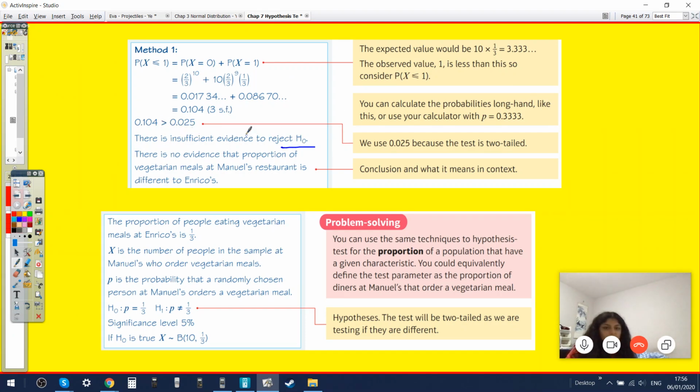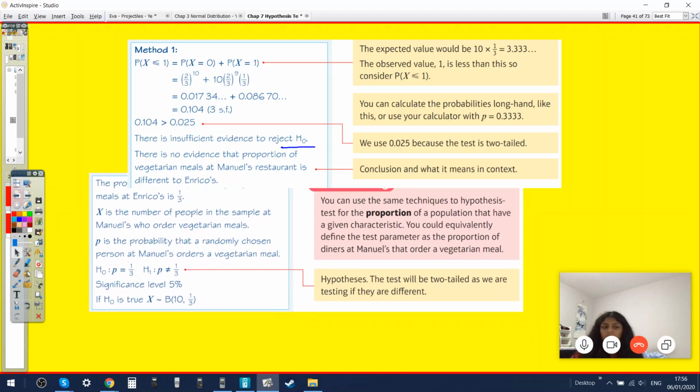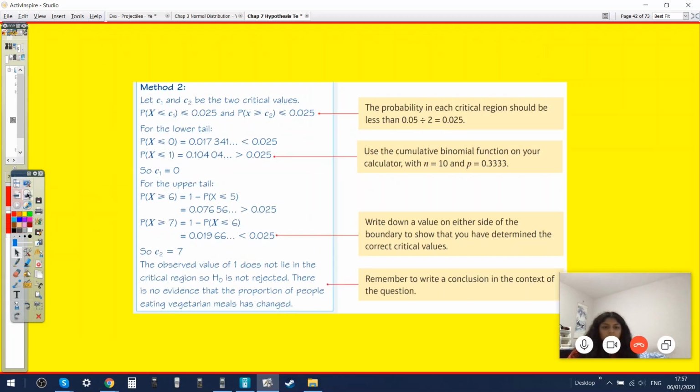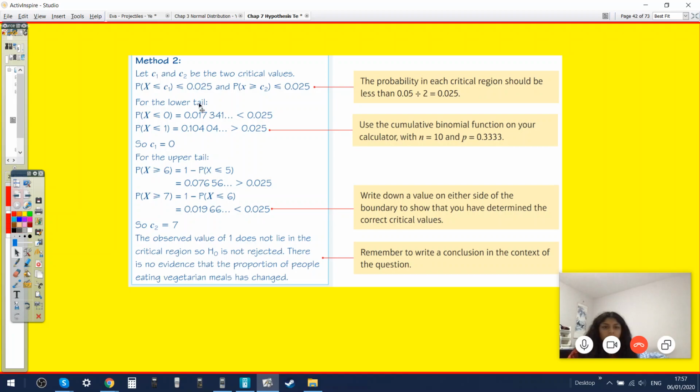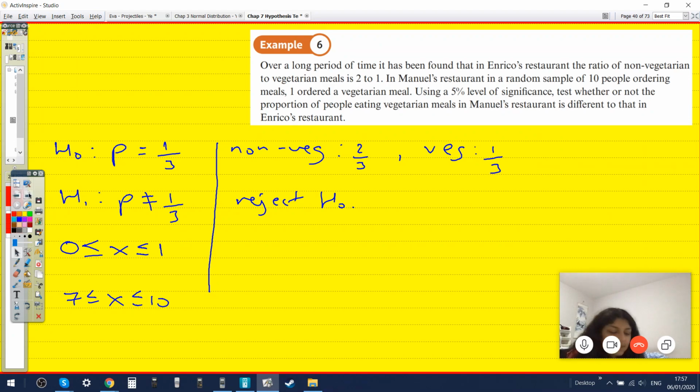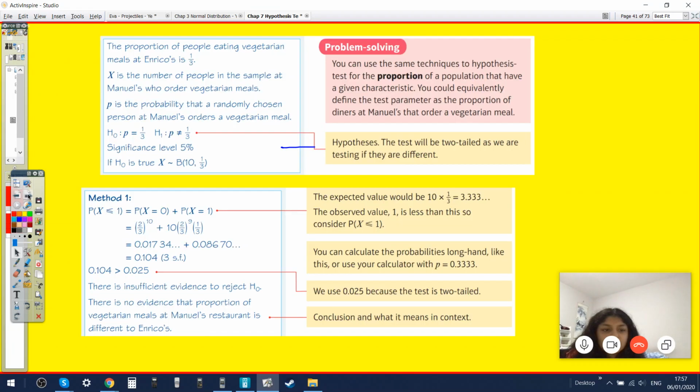They're saying it's insufficient. Why is that? H naught. Oh, X is the number of people in the sample. 1/3. Significance 5%. Did I have these backwards or something? Method 2. How did they get 7? Oh wait, that's what I got. You got 7 to 10, but they found one person. So that would be looking at the other one. That'd be in the critical region, right?